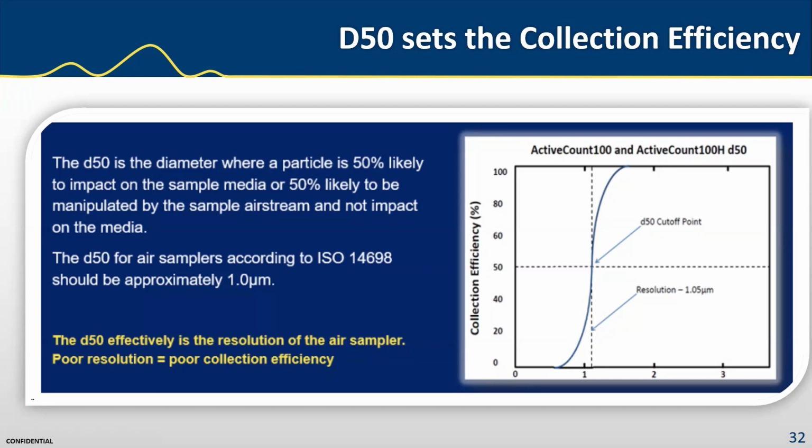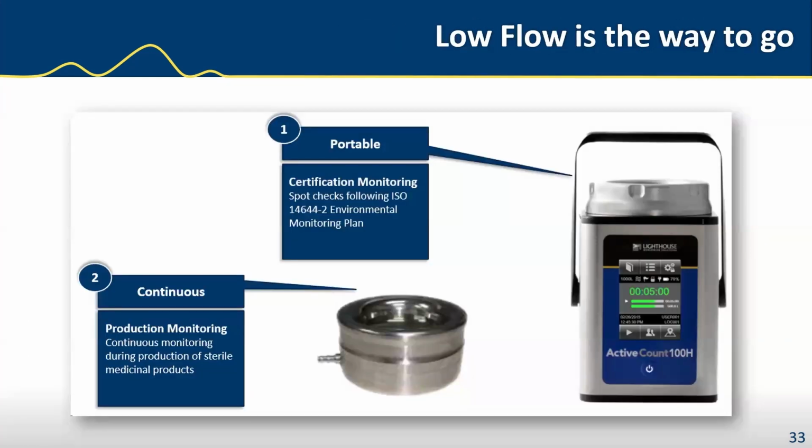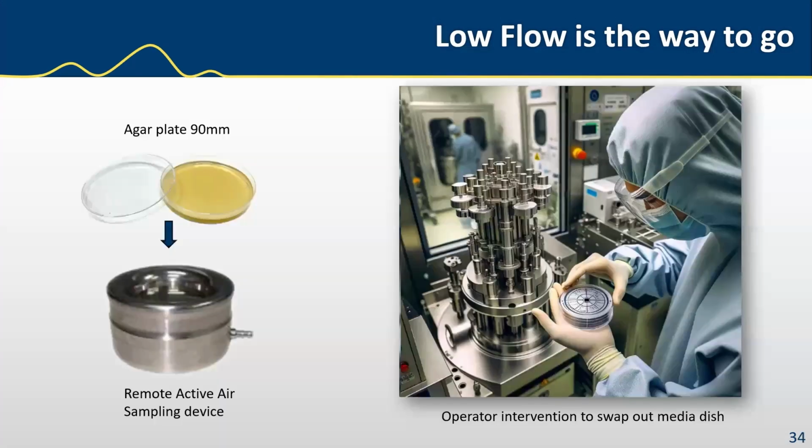I strongly recommend that. I also would say low flow is the way to go, and particularly with this continuous microbial sampling, and if you're using either a portable or a remote sample head, low flow, go for something that has a lower flow rate, because you understand that's going to impact the number of times that you're swapping out your media dish.